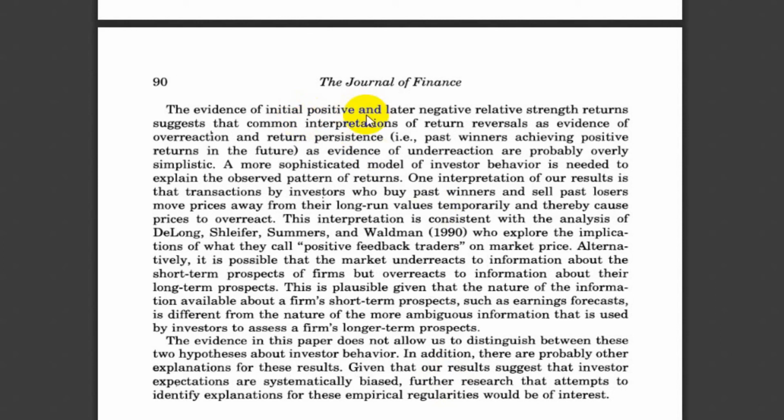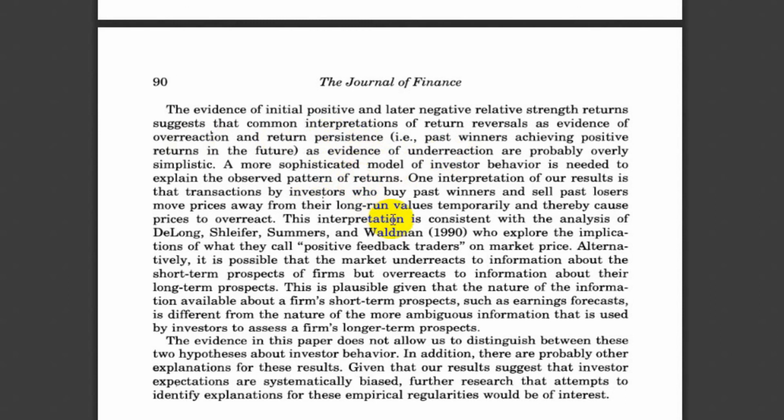And so the authors suggest future studies. They note that the initial positive and then later negative relative strength returns are a little more complicated than just the common interpretation of return reversals as evidence of the overreaction and then return persistence as evidence of underreaction. So they suggest that there should be a more sophisticated model to explain why this is happening.